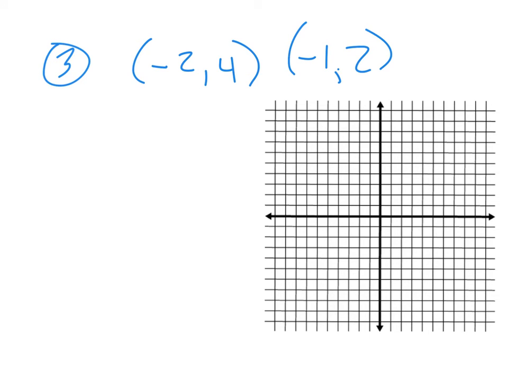So let's graph these 2 points. I'm going to go to the left 2 and then up 1, 2, 3, 4. And then I go to the left 1, up 2.